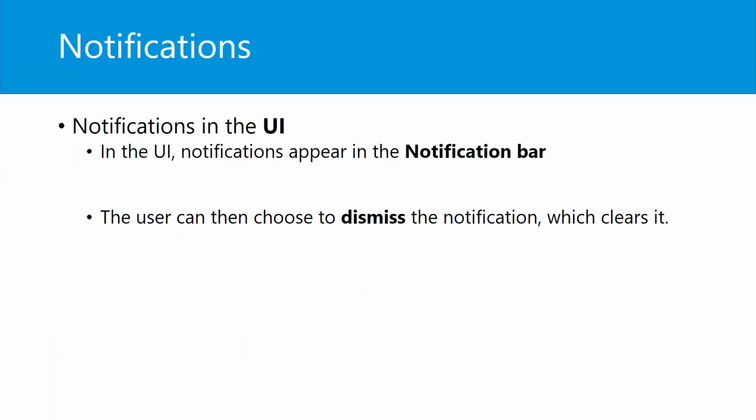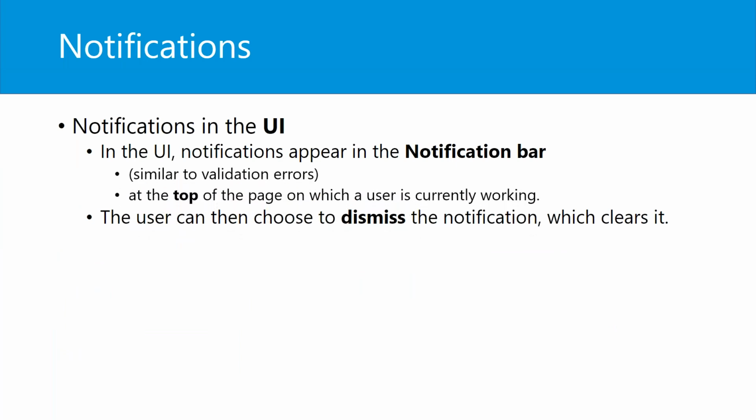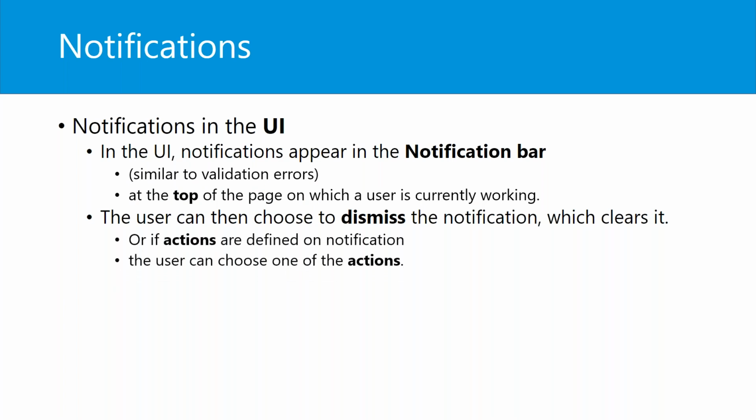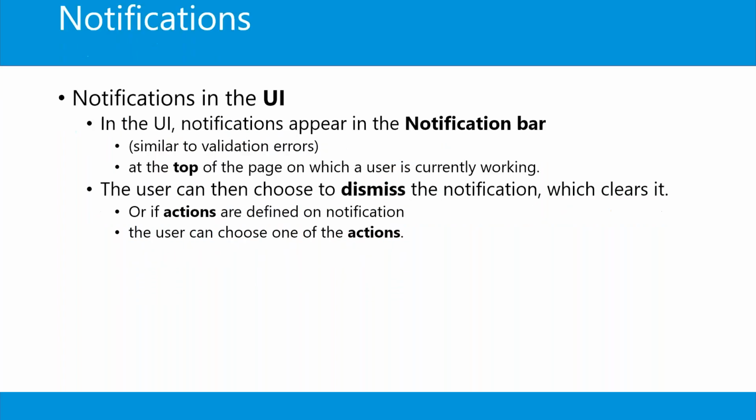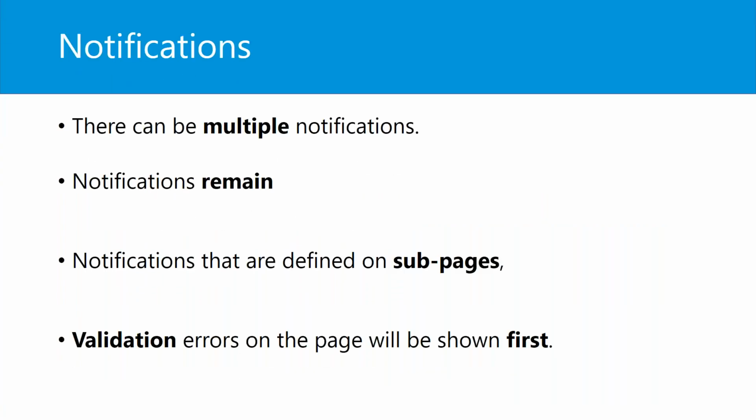So in the user interface, notifications will appear in the notification bar, and the user can dismiss the notification if they want to clear it. It's similar to a validation error, and it's always at the top of the page on which the user is currently working. If the user does not dismiss it, they can, for example, take action. We can provide which action and also provide them with extra information. We can have multiple notifications. That's also where the fun is.